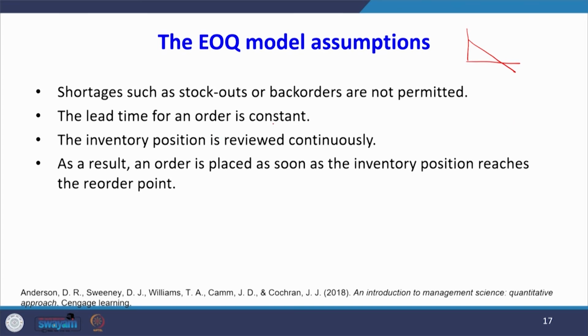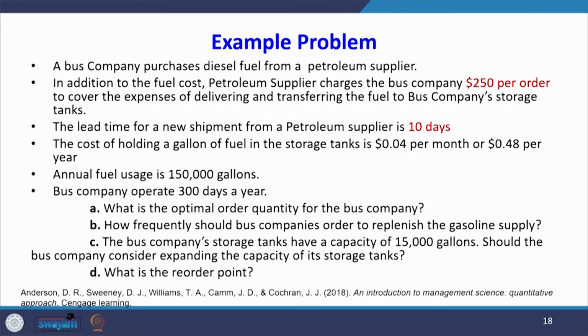The lead time for an order is constant. The inventory position is reviewed continuously. What is the meaning of this? We are closely monitoring the inventory level, and as soon as it reaches the reorder point, we immediately place another order. That is the meaning of the inventory position being reviewed continuously. As a result, an order is placed as soon as the inventory position reaches the reorder point. So far we have seen the EOQ assumptions. Now we will take another problem.